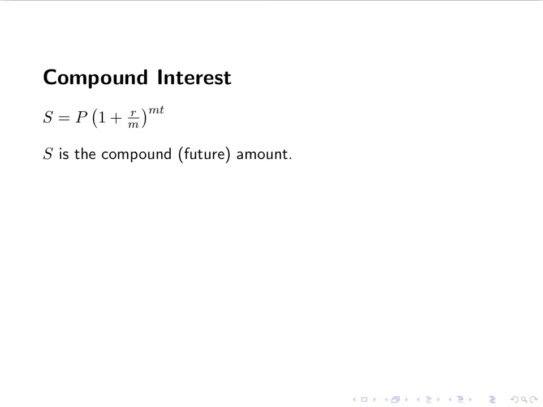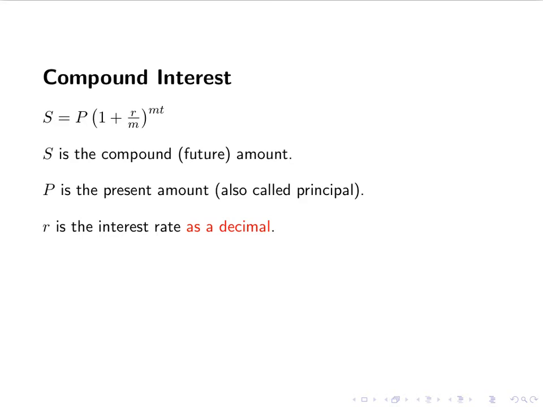So S is the compound or future amount. So it's the amount in the bank after the interest has been applied. P is the present amount, also called the principal. It's the amount that you deposit into the bank account. R is the interest rate as a decimal, so you're given it as a percentage. You always have to make sure you change it to a decimal first.